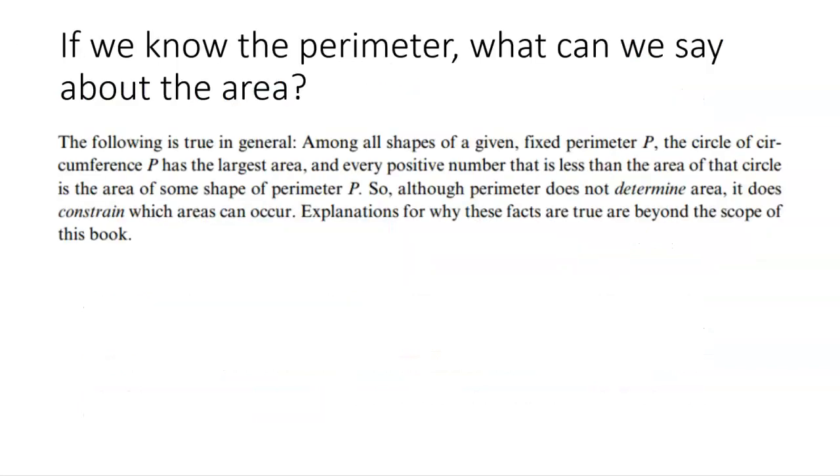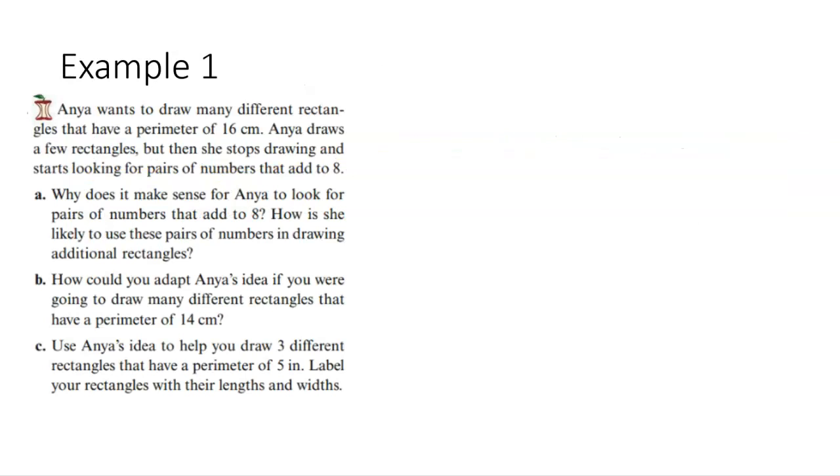So among all shapes, given a fixed perimeter, the circle of that circumference has the largest area. So we know that it's going to have the largest area as our circle. Let's make sense of this a little more.